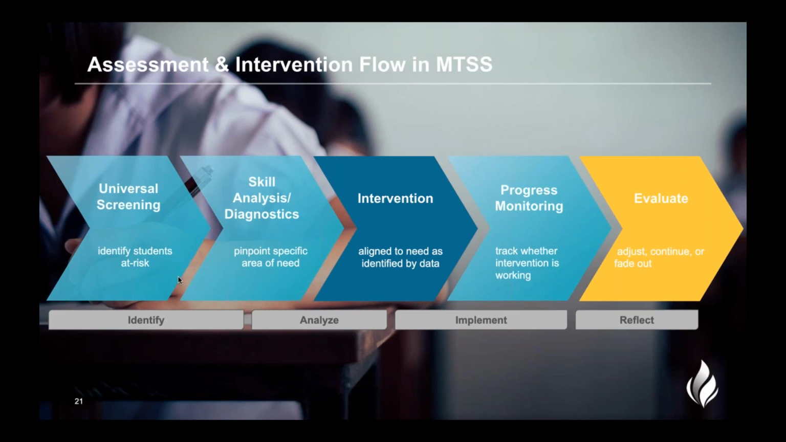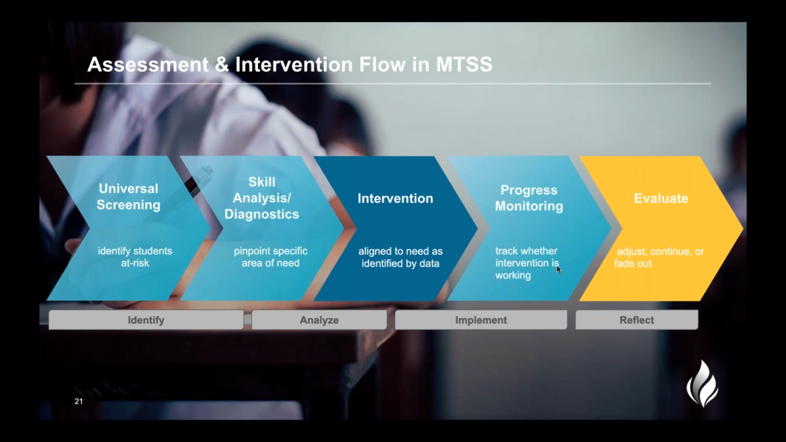First, universal screening of all students to identify who's at risk. Once we identify who's at risk, for those students we do a skills analysis or diagnostic to figure out which area of need they really have that put them at risk. Then we place them in a targeted intervention, targeted at the need identified through diagnostic reporting or diagnostic assessments, hoping that it's aligned to the need. That was the purpose of the diagnostics. And then progress monitoring to make sure the intervention we put them in is effectively filling that skill gap for students, really tracking whether that intervention is working or not.